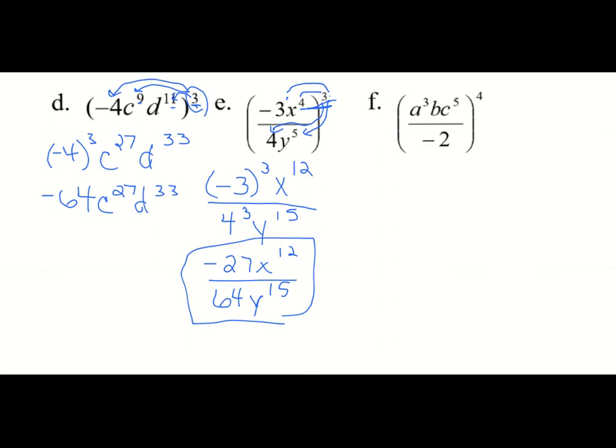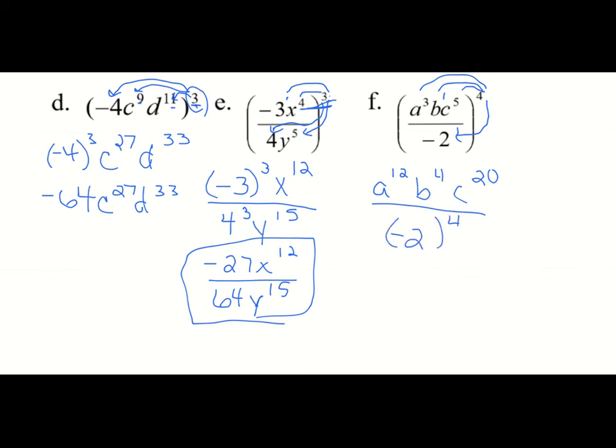Let's take a look at F, our last one. And again, we're going to distribute the 4 to each factor, the things we're multiplying together, on the inside. So we're going to distribute it to the a to the 3rd, b, c to the 5th, and then also to that -2. So a to the 3rd times 4 is going to make it a to the 12th, b to the 4th, because again that's a 1, so 1 times 4 is 4, and then c, 5 times 4 is going to make it 20, and on the bottom we'll have -2 to the 4th power.